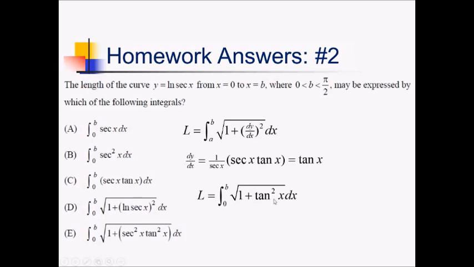However, 1 plus tan squared, that should be tickling your memory a little bit, because there is a Pythagorean identity that says 1 plus tan squared of an angle equals secant squared of that same angle. So the stuff inside the square root can actually be converted to secant squared of x, and the square root of secant squared of x is just secant of x. So the integral from 0 to b of secant of x dx is really what we're looking for, and that's answer choice A.